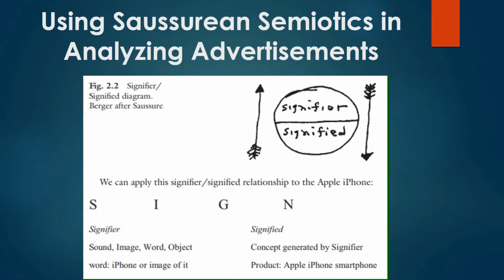The ultimate goal of analyzing advertisements using the Saussurean model of design is to establish how signifiers in an advertisement create pleasing signifieds in the minds of the consumers, persuading them to buy the product being advertised.